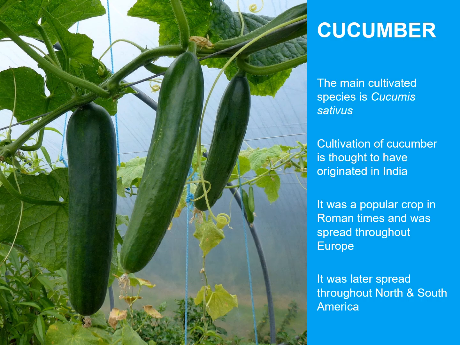So just to give a broad introduction and a little bit on the origins of cucumbers. The main cultivated species is called Cucumis sativus, and cultivation of cucumber is thought to have originated in India. However, it was popularized in Roman times and was spread throughout Europe as a vegetable crop, and it was later spread throughout North and South America, where it's still cultivated today.